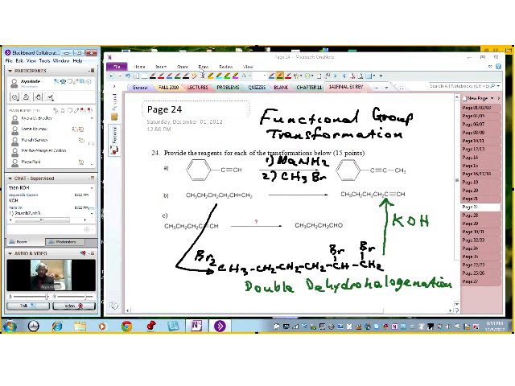Let us do the last one here. Take this off.